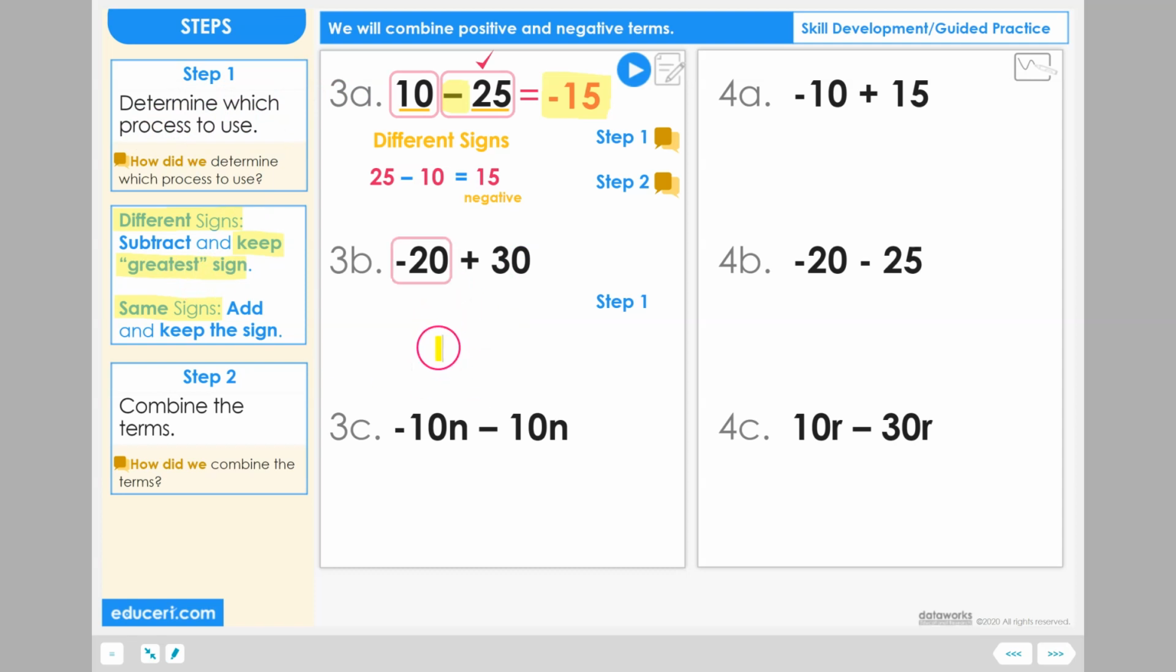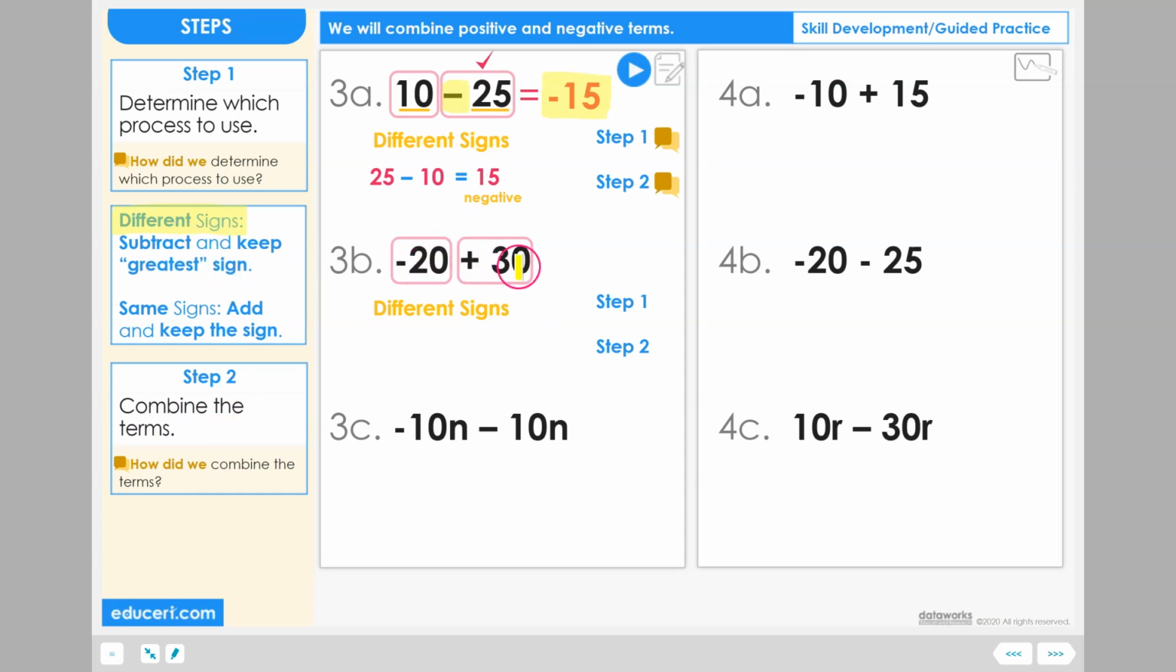Problem 3b. Determine which process to use. On this problem, I have a negative 20 combining with a positive 30. So for 3b, we will once again use different signs for our process. Step 2. Combine the terms.